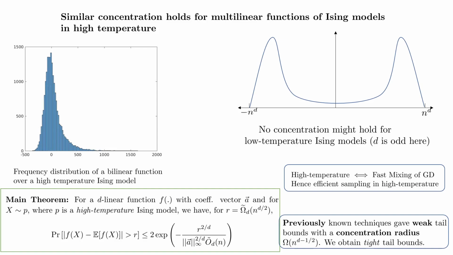Prior to our work, only a weaker concentration at a radius n to the d minus 1/2 was known for d-linear functions. Our work improves significantly over this bound. We establish a tight radius of concentration and a tight rate of decay of the tail.